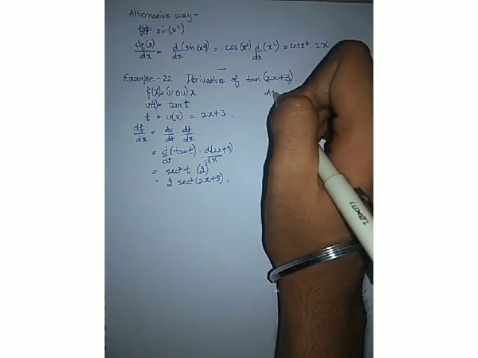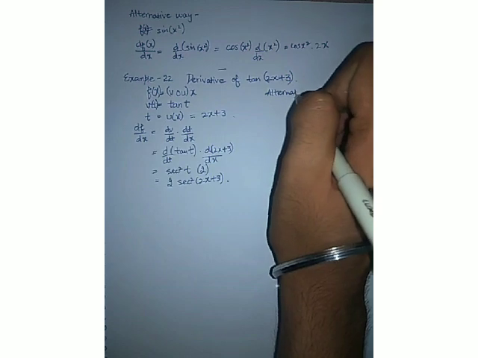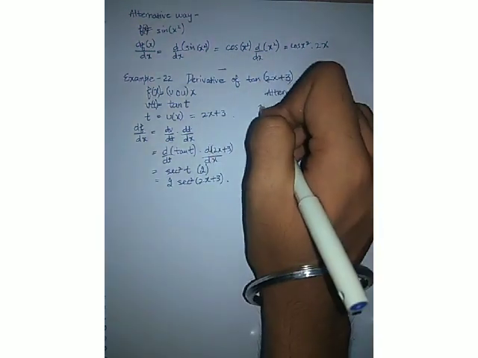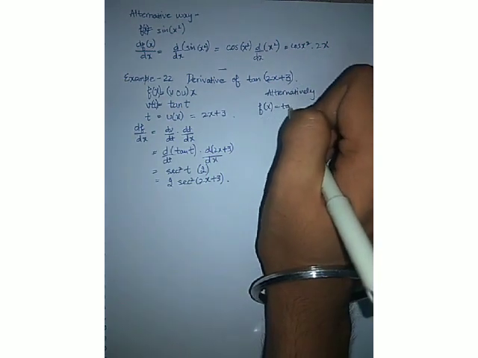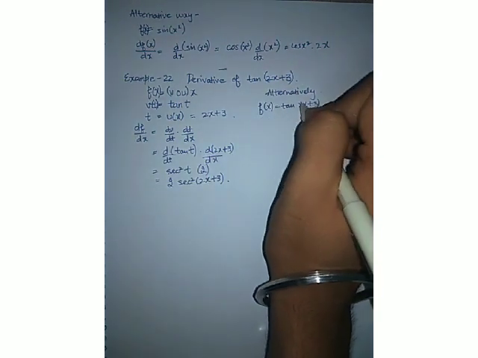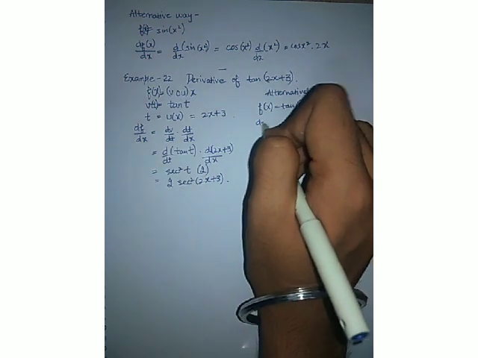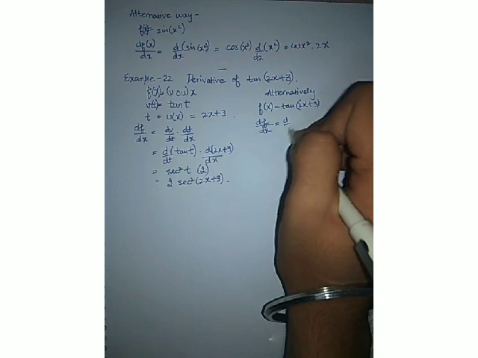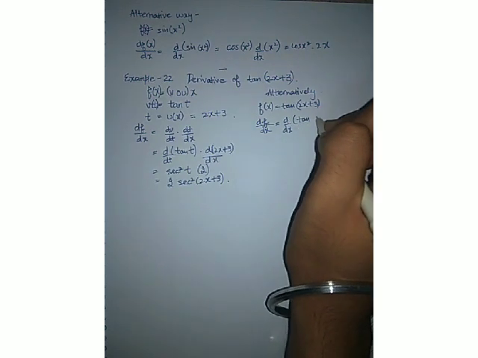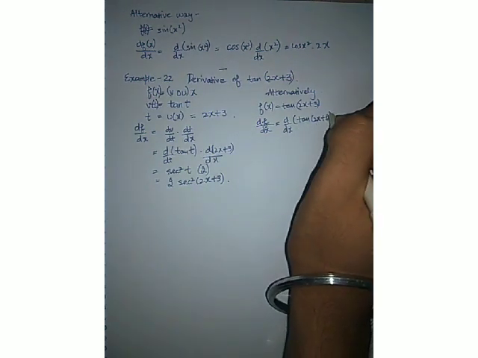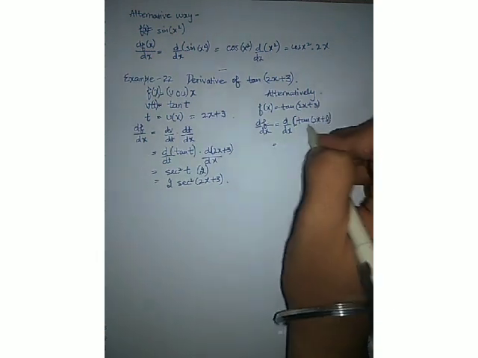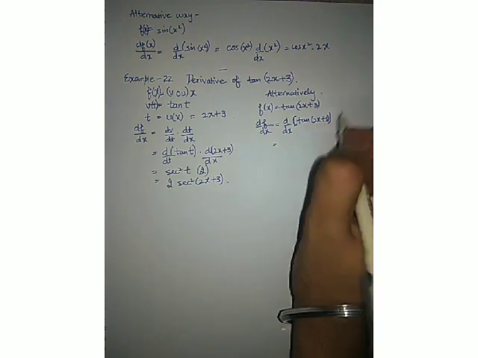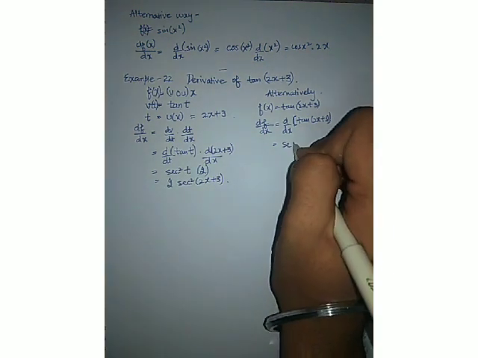Let's solve it in the alternative way as well. Alternatively, what's our f of x? f of x will be equal to tan of 2x plus 3. Then df with respect to x will be equal to d/dx of tan of 2x plus 3. Now what's the differentiation of tan x as a whole? We have to take the tan function as a whole. So the derivative of tan x is secant square x.